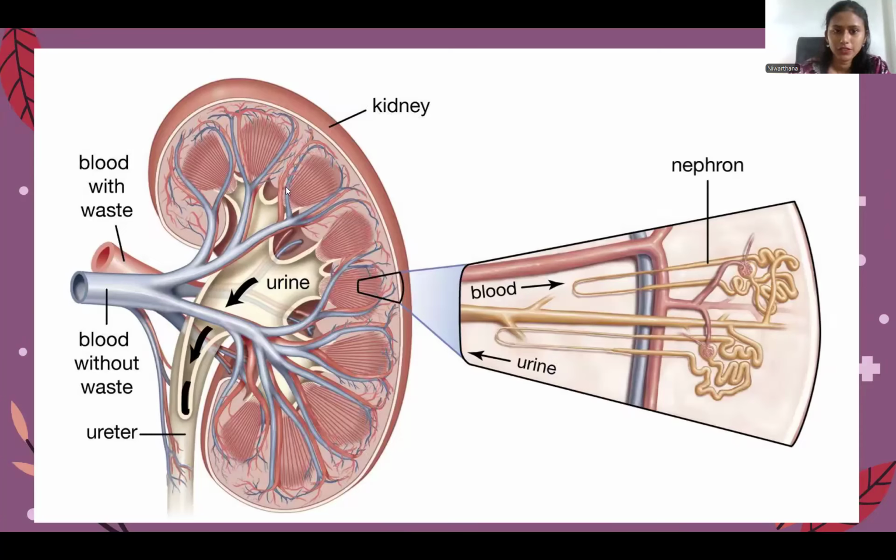So in renal physiology, we are going to talk mainly about the kidneys, their function, their structure, and how the kidneys help with homeostasis in our body. The kidneys are made up of millions of nephrons. It is basically the structural and functional unit of the kidney.